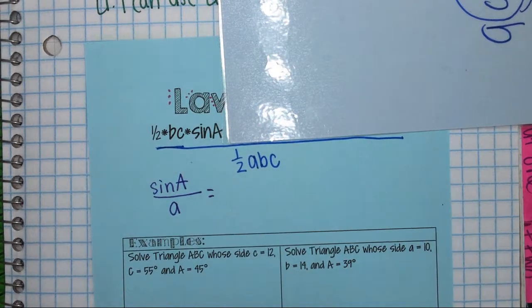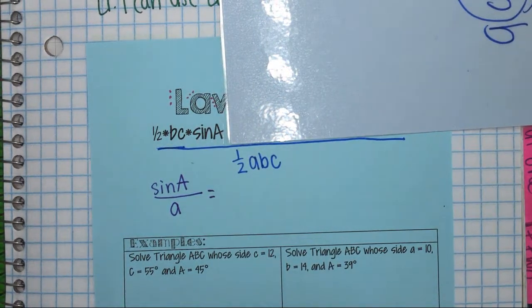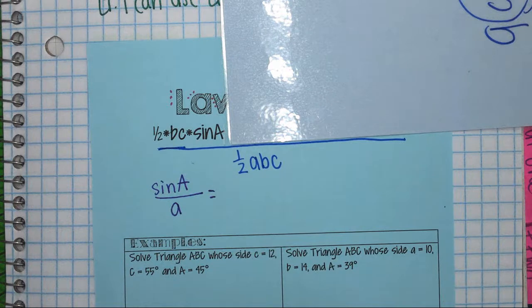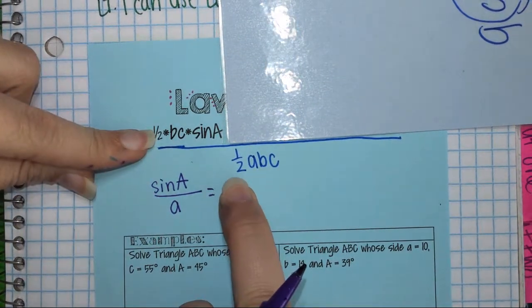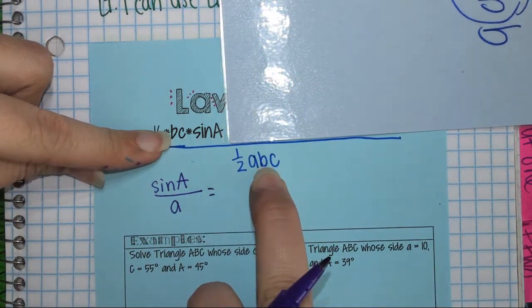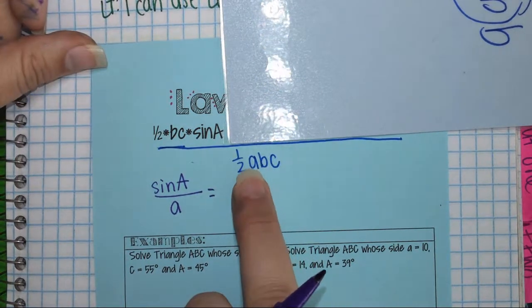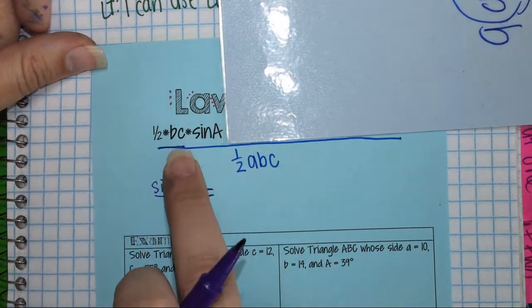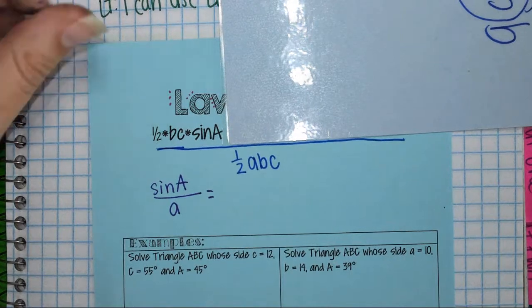Does everybody see how we got that? That's coming from the bottom. So we canceled out our 1/2, right? And then we canceled out our B, and we canceled out our C. So left over on bottom is this A, and left over on top is the sine of A.